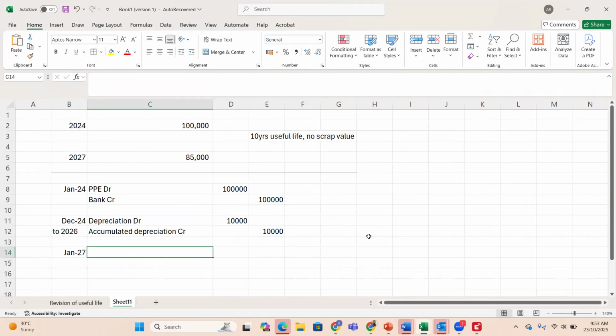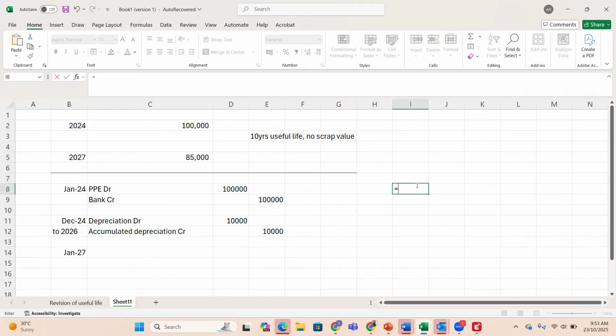Carrying value is 70,000. So we'll calculate the carrying value. It is actually 100,000 minus 10,000 into 3 years, 2024, 2025, 2026. Okay.